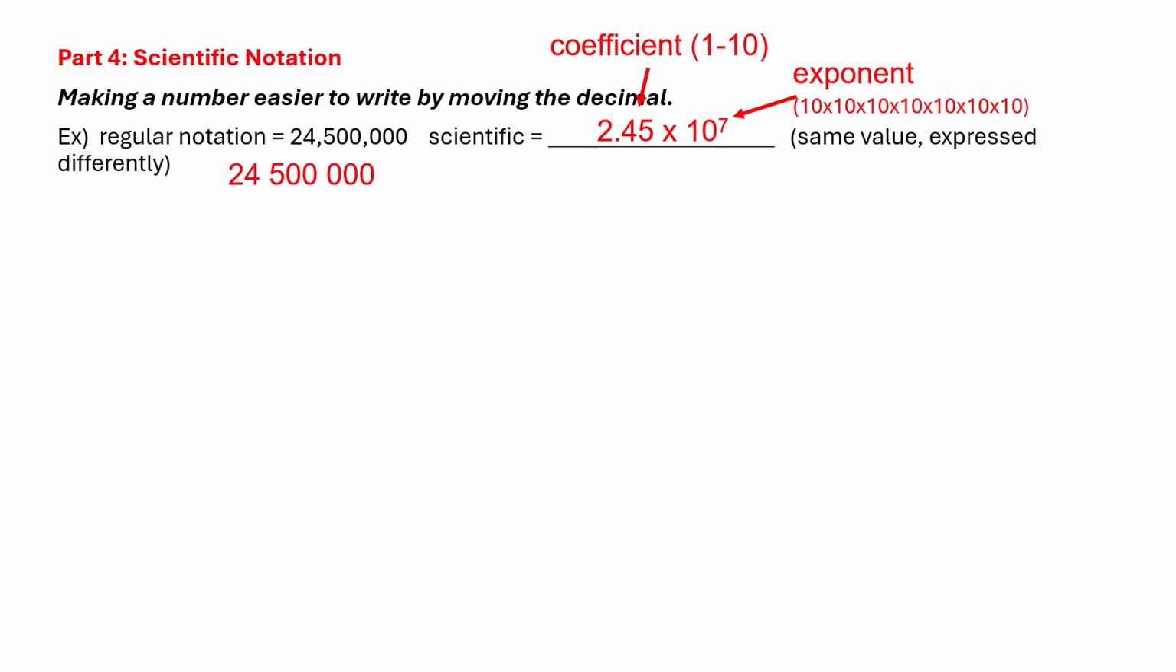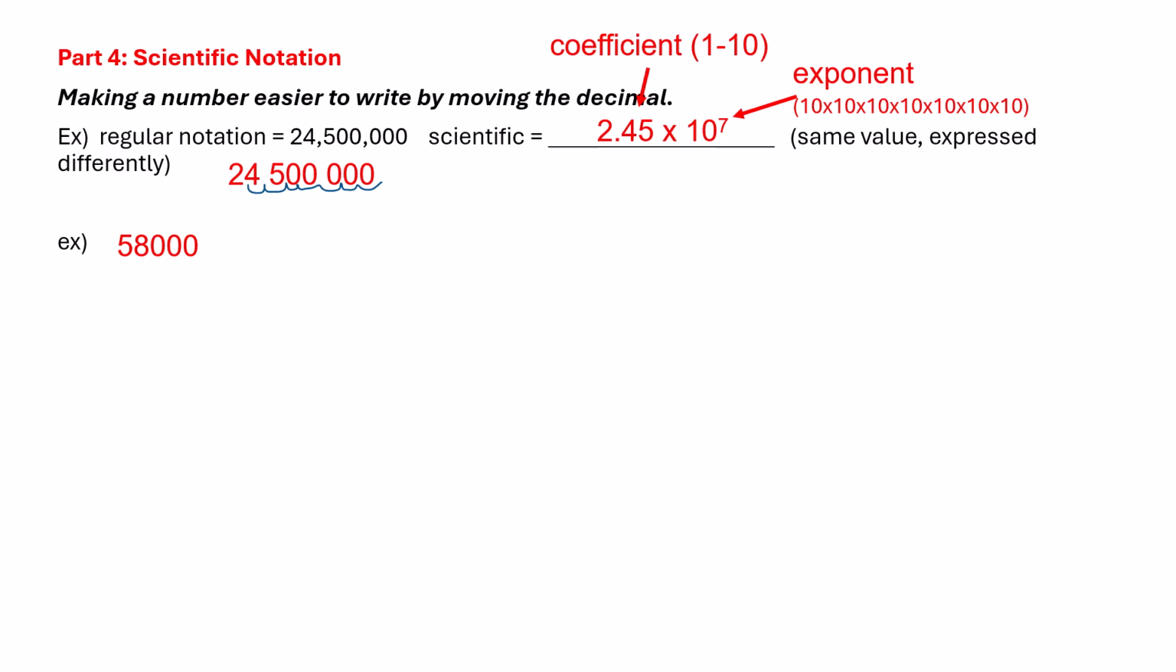And so, another way to look at it is with my original number, 24,500,000, I would have to move the decimal to the left 7 times total to get that 2.45. And so again, that's where I got the 10 to the 7th power.